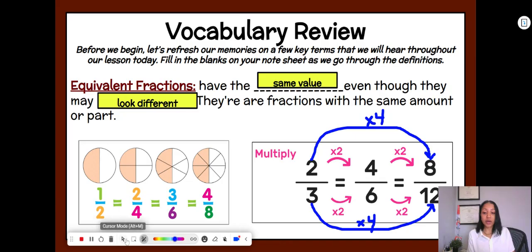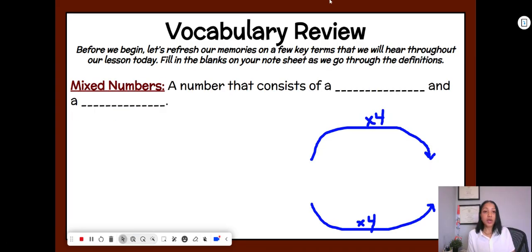All right, so moving on. I'm going to go ahead and erase our answer from the last one so we can move on to our next vocabulary word.